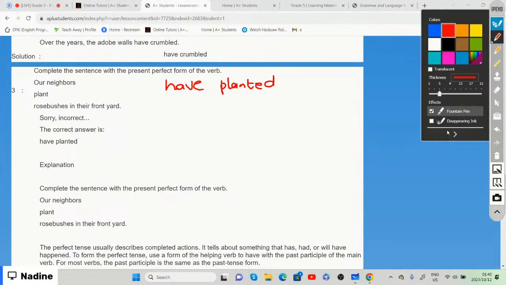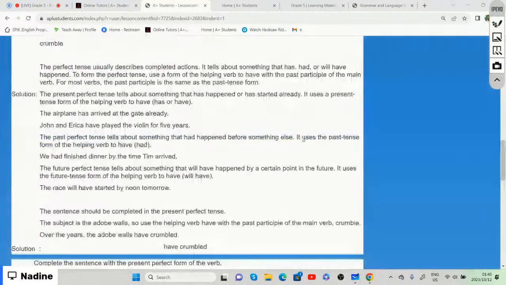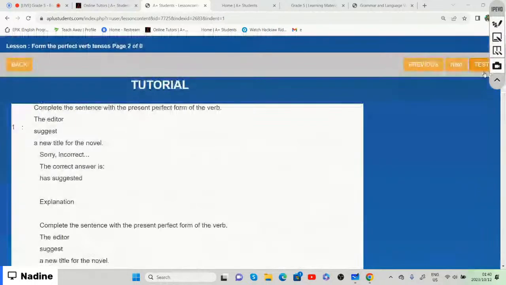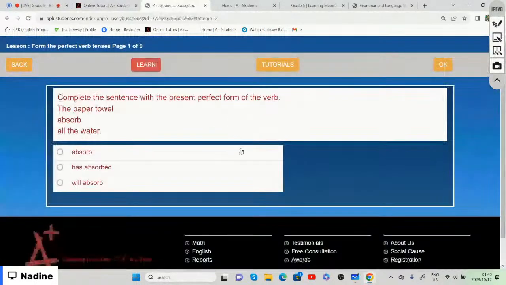So have planted. All right. Now let's go to our test. This is now where we're going to either choose has or have, right? We need to complete the sentence with the present perfect form of the verb.